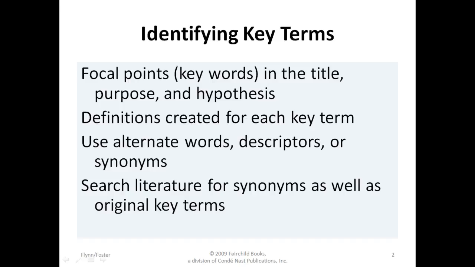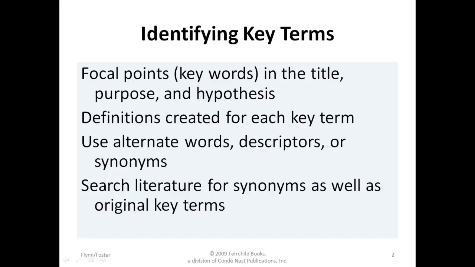As we have already talked about, key terms are definitely used in the title. Usually they're listed after the abstract. They're usually listed in the purpose of the paper, and the hypotheses usually have to do with the key terms. And as we also talked about, a lot of times definitions are created for each key term, so that it's clarified by the author exactly what they're talking about for each term.